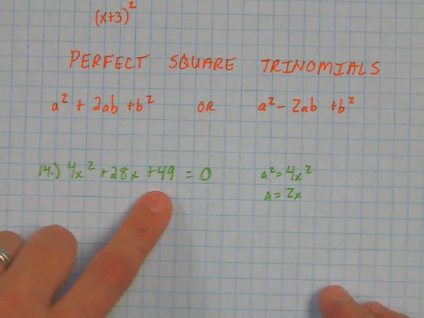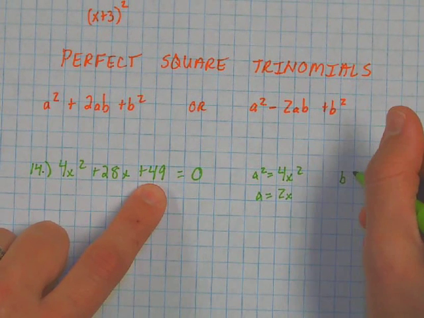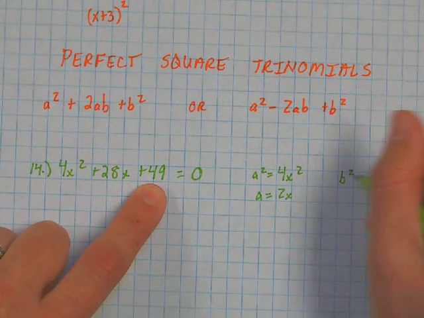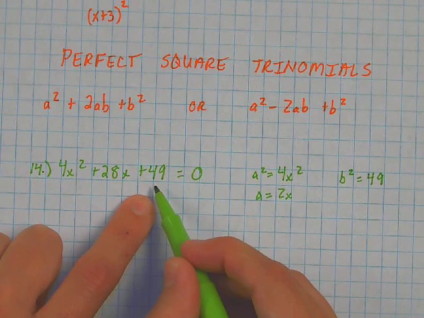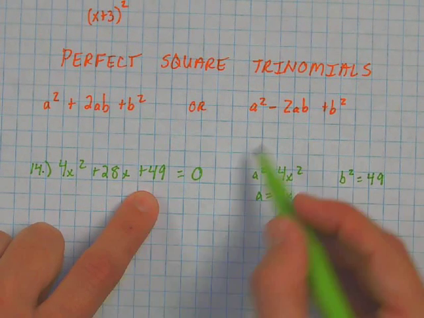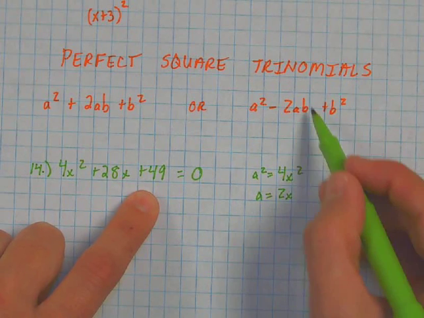In this case, b squared is equal to 49. But don't worry about the letters. I realize that's actually a c value, but please don't let that scare you. I'm just talking about the number at the end, whatever that constant number is. So that means b is going to be 7.